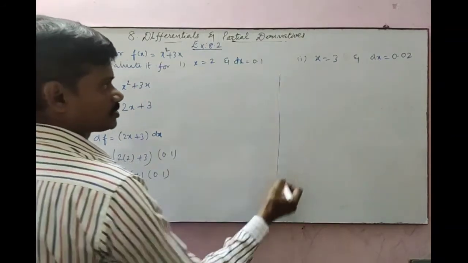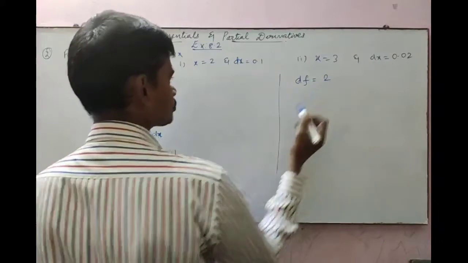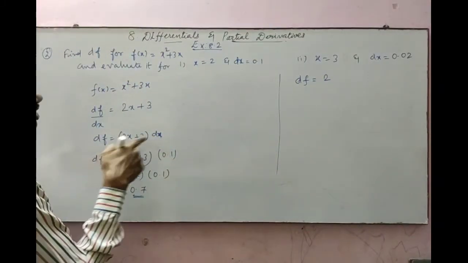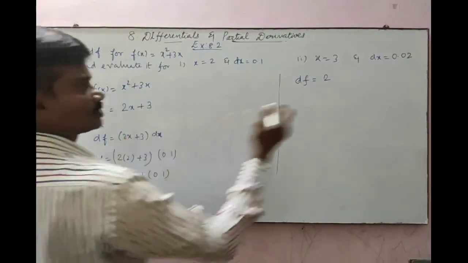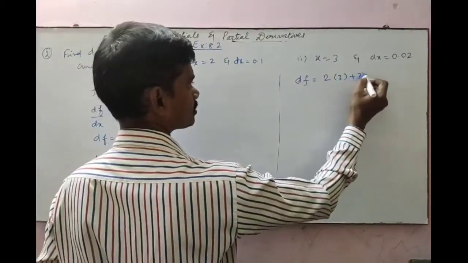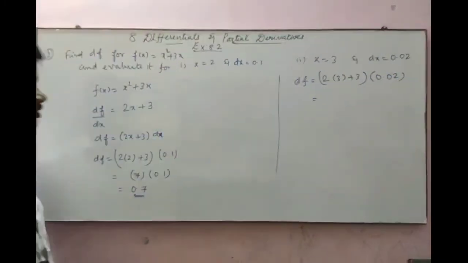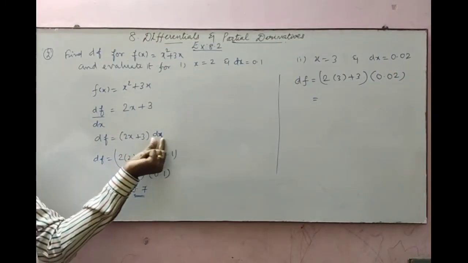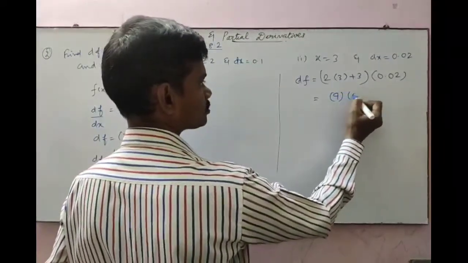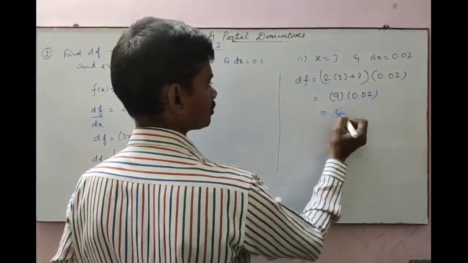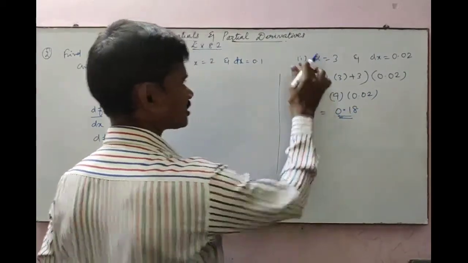For the second subdivision, again I am going to find the df. Again I am going to substitute the value of x as 3 in this equation and dx as 0.02. So x as 3 here, 2 into 3 plus 3 into dx is 0.02. If you simplify this, you will get 9 times 0.02. So you will get 0.18 as the answer. So this is the df for the second subdivision.